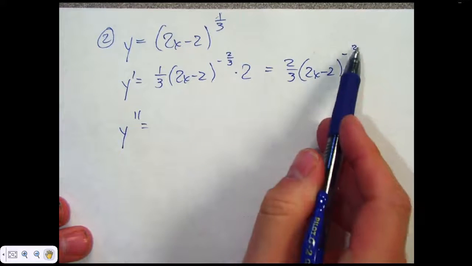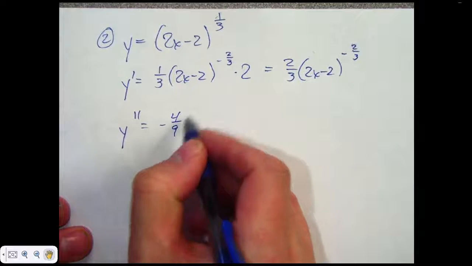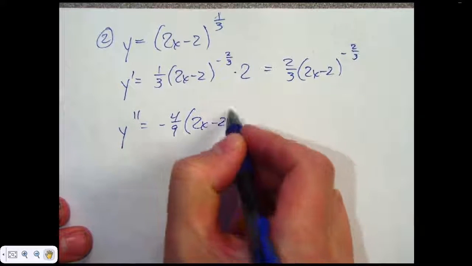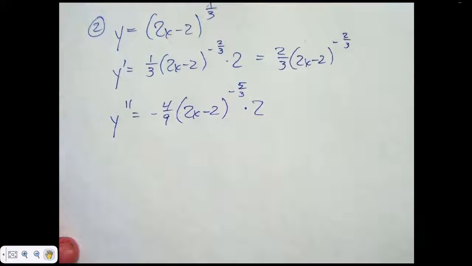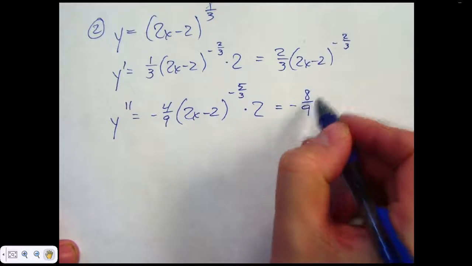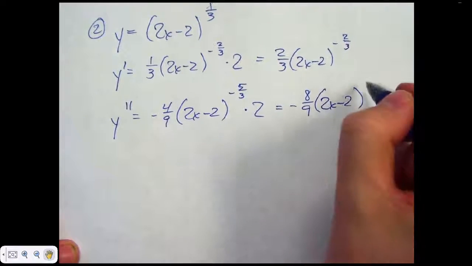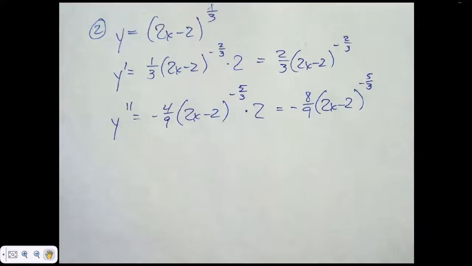And so the second derivative, when I bring the negative 2/3 down times this 2/3, would be negative 4/9. Leave the little guy alone. Reduce the power by 1. Multiply by the derivative of the inside. So I really have negative 8/9 times 2x minus 2 to the negative 5/3. Questions on what I did there? And again, you can type it in your calculator, I have no issue with that.